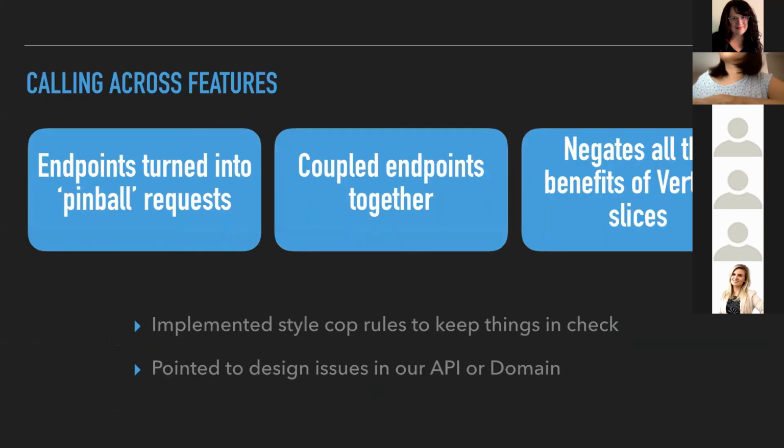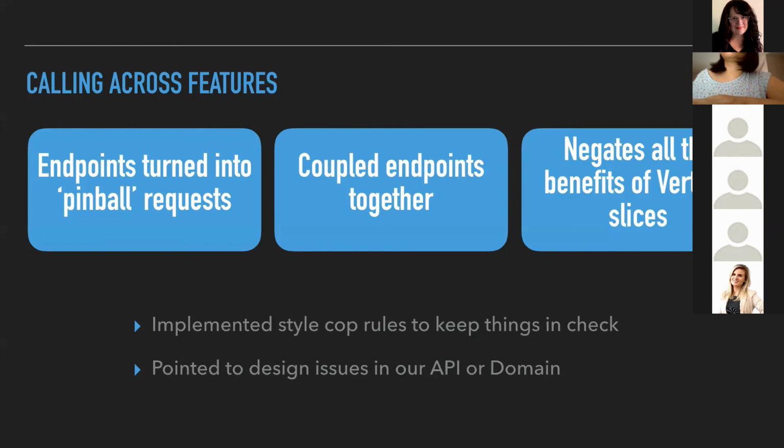What didn't work so well, as I was saying, is that you can end up calling across features. It turned into these pinball requests where one request would call another vertical to get some information, which called another vertical. I guess the equivalent in a microservices world would be when you have lots of different services talking to each other. It's not where you really want to be, and it coupled everything together and blew away all the benefits of having our vertical slices. We ended up implementing a StyleCop rule to make sure that people had to be very specific when they wanted to call across namespaces.